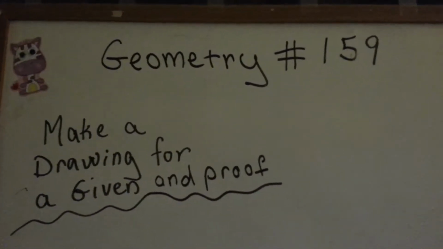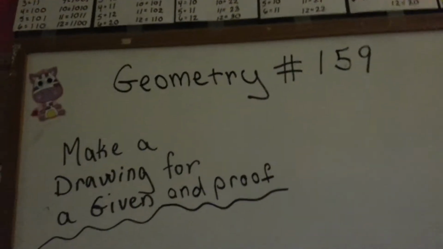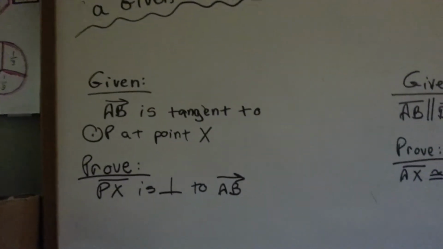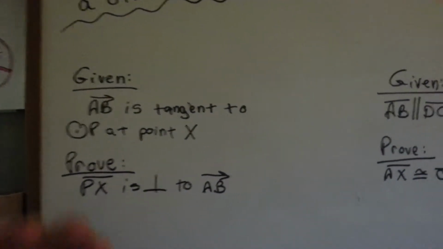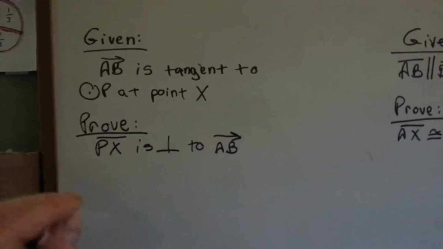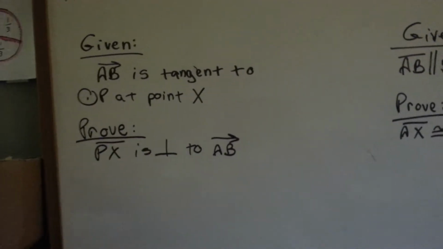Geometry 159, making a drawing for a given and a proof. One of the hardest things to do when you're doing a proof or doing your homework is it'll say, make the drawing, we're not giving you one. So I'm going to show you some little hints and tips and tricks to help you make that drawing.